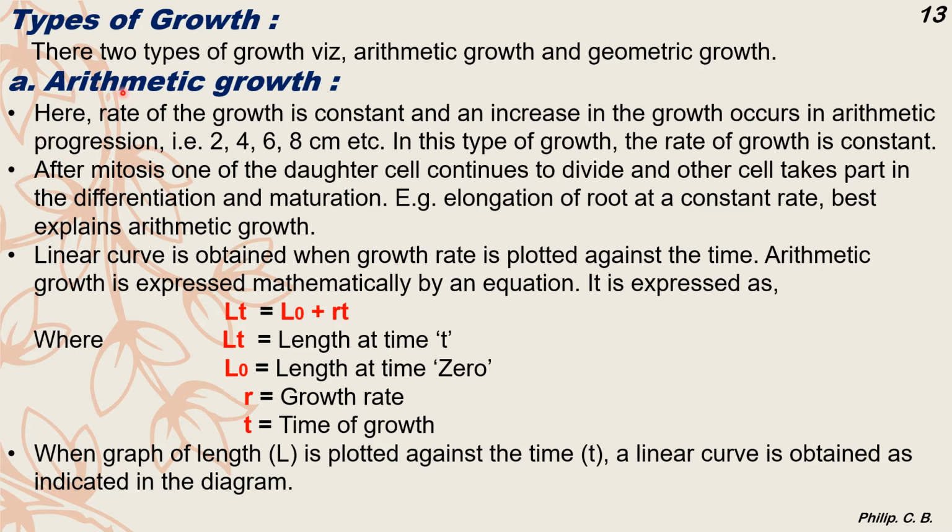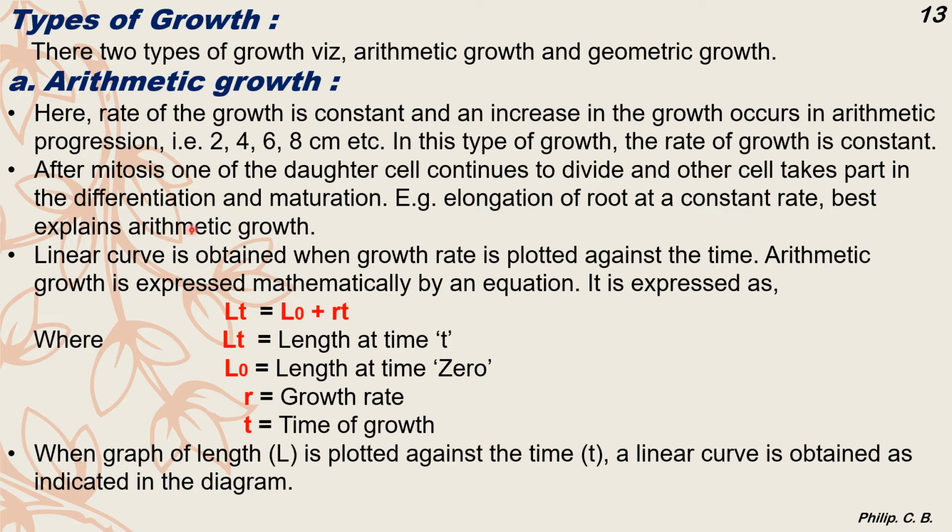So first part, that is arithmetic growth. Here the rate of growth is constant and an increase in the growth occurs in arithmetic progression, that is 2, 4, 6, 8 centimeters, etc. In this type of growth, the rate of growth is constant. So as I mentioned, you have always come across the term arithmetic and geometric. In arithmetic, it is in the multiples of 2, 4, 6, 8, as we come across in the table of 2, the even numbers, or whichever number it is, accordingly the number increases, as in the example 2, 4, 6, 8, 10, 12, 14, and so on, right?